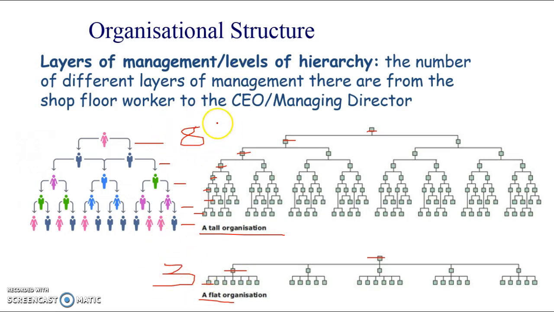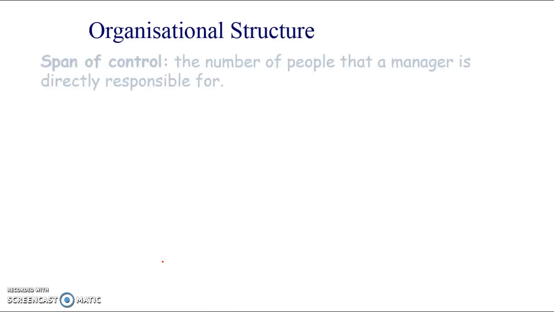But this one that has 8, there are organisational structures out there that might have 15 layers of hierarchy, and then that can be considered relatively flat. So just bear in mind there's no standard definition of how many layers you have to be tall and how many you have to be flat, but it's just in comparison to each other.